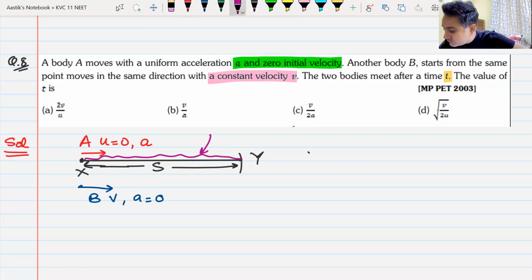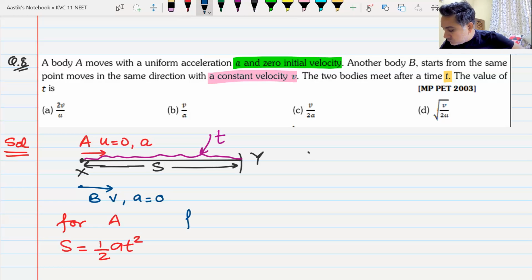Yes or no, beta? Time taken is T. So whatever displacement A has got in T seconds, that must be the same as the displacement of B in T seconds. Do you understand this? What is the displacement of A? Let us write the equation for A. For A, this S is equal to u t, u is 0, plus half a t square. Yes or no, my dear friends?